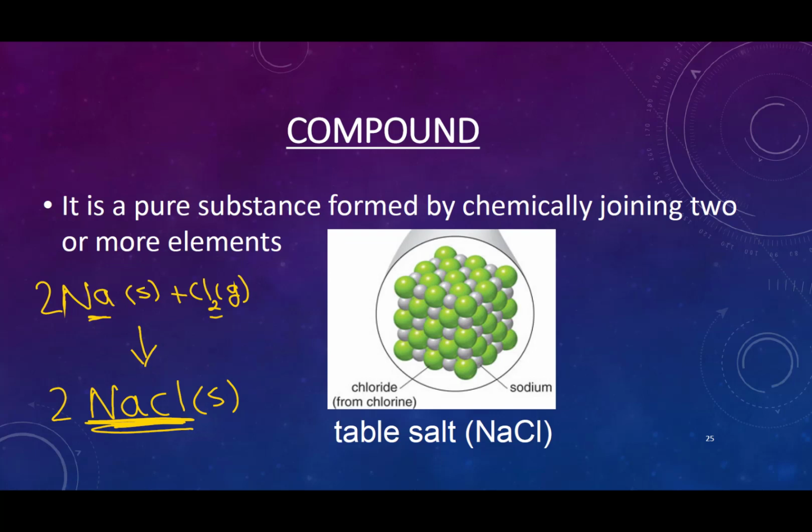Compounds are joined together through chemical bonding. We call that a chemical bond. That's how atoms or elements are bonded to each other, through chemical bonding. This is an example of compounds. They are pure substances that are joined together through chemical bonding.